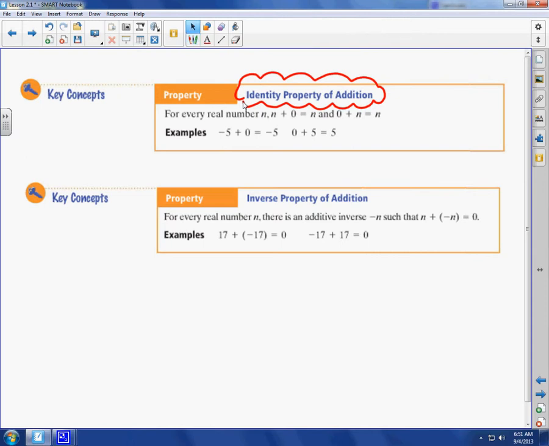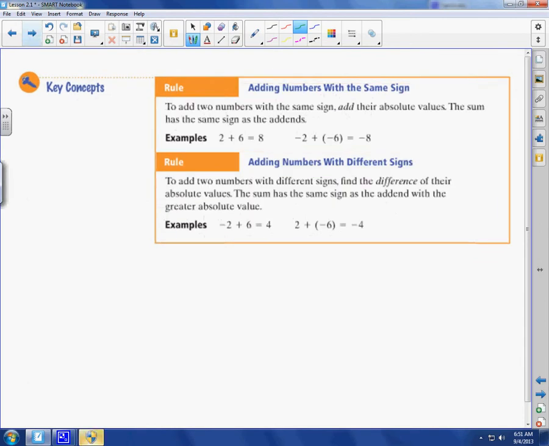The next one is the inverse property of addition. If I add the same number, like a 5 and a negative 5, if I add the additive inverse, I'm always going to get 0. So 17 plus negative 17 is 0. Pretty simple. Those should just be reviews. Now, these are also a review, but hopefully you remember them because they're really good rules to know.